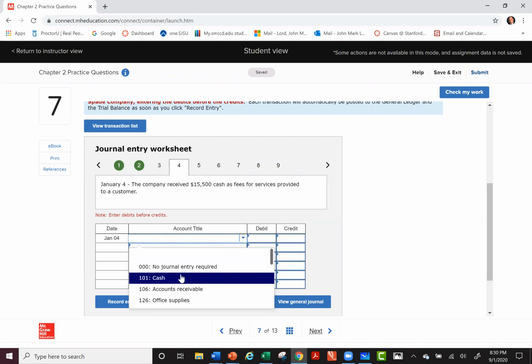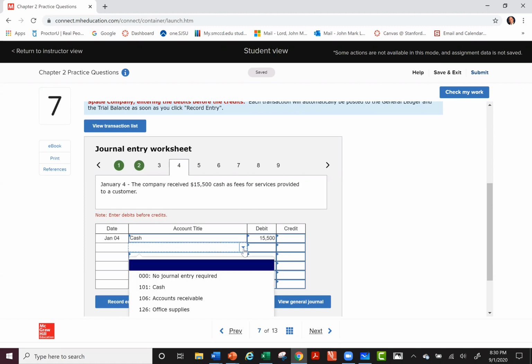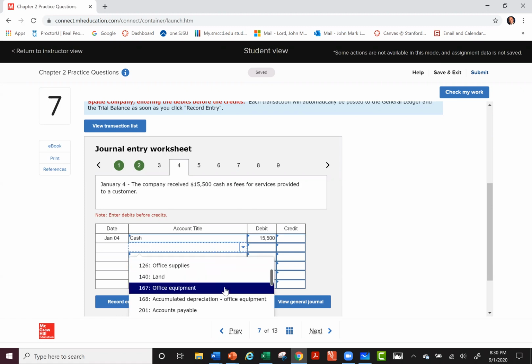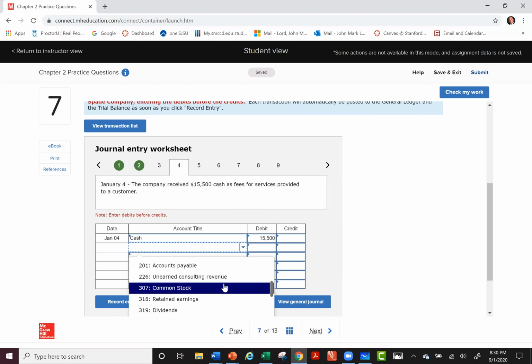Cash. Good, 15.5. Beautiful. If I provided a service, what do you want me to credit? Revenue. Good. Now, this question is kind of interesting in that they have a couple of different types of revenue. If a company has a couple of different types of products or services they provide, they may want to have more than one revenue account.